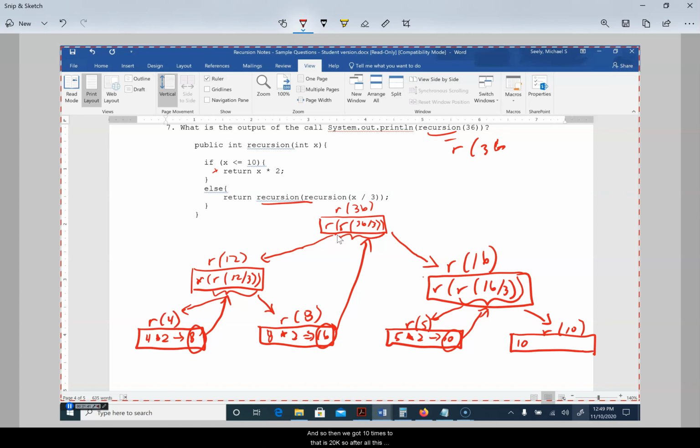And so then we got 10 times 2, that is 20. Okay, so after all this gets worked out, our final answer is 20. Okay, we will have a bunch of these, but see how I work through this. I work left and down and left, and then I go back up, and whatever the answer is up here gets pushed down to there. And then I go back up to there, and then it pushes down there, and then here, and then back up, and then there for my final answer of 20.